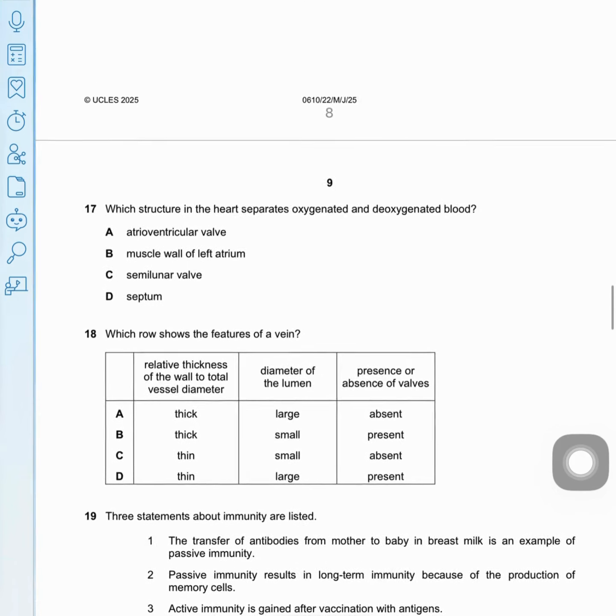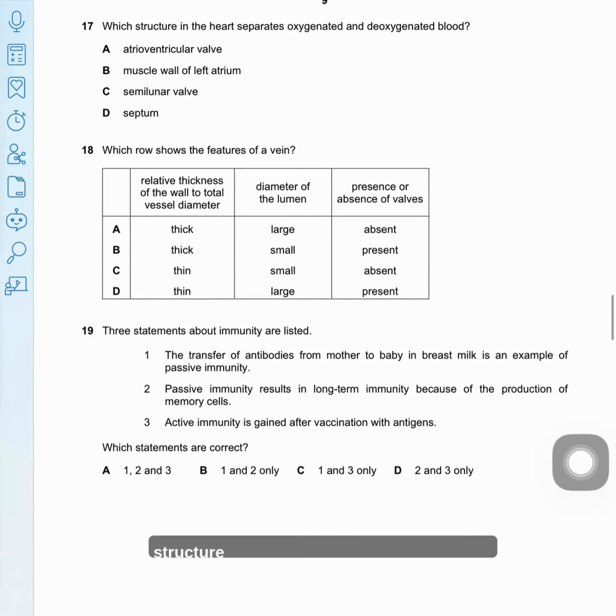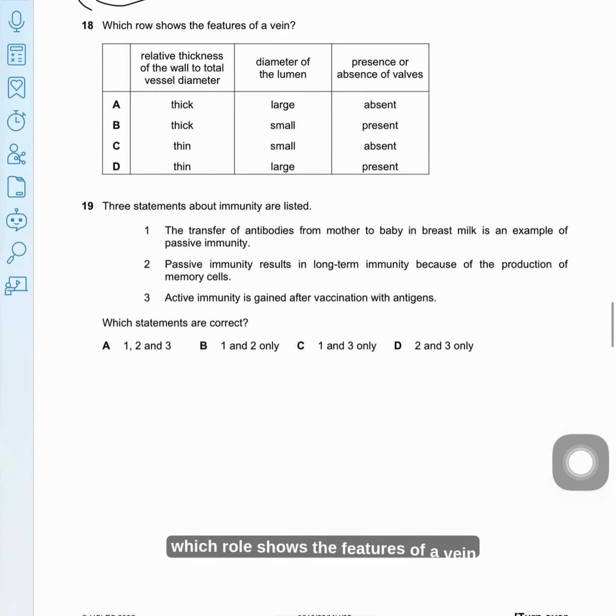Next, which structure in the heart separates oxygenated and deoxygenated blood? Direct answer, septum. Which row shows the features of a vein? Very important to know the structure of a vein in paper 2. A vein has what? Thin wall or thick muscular wall? Thin wall. Has valves or no valves? Valves are present. Very good.